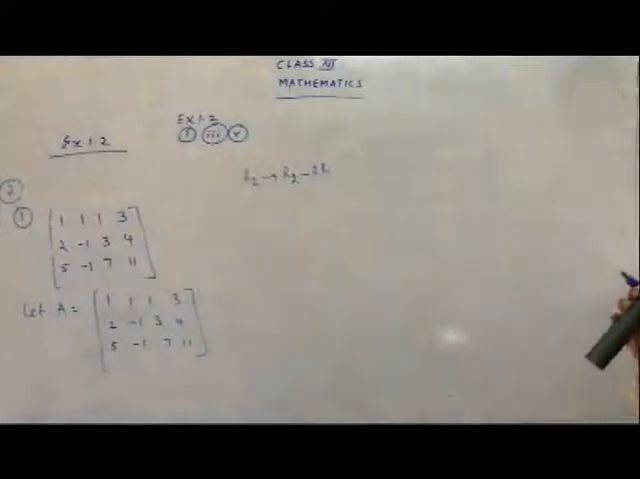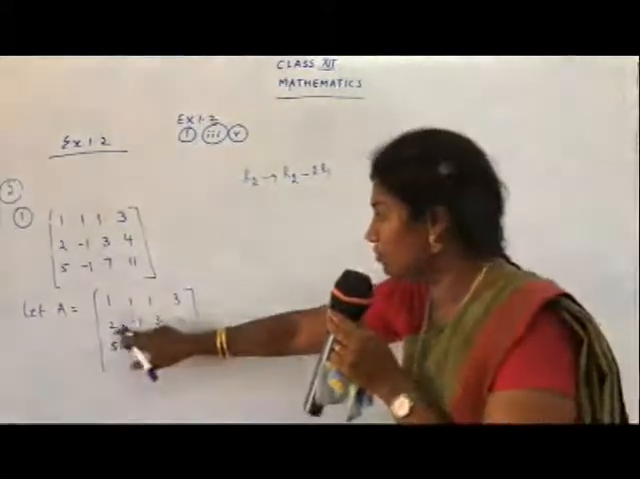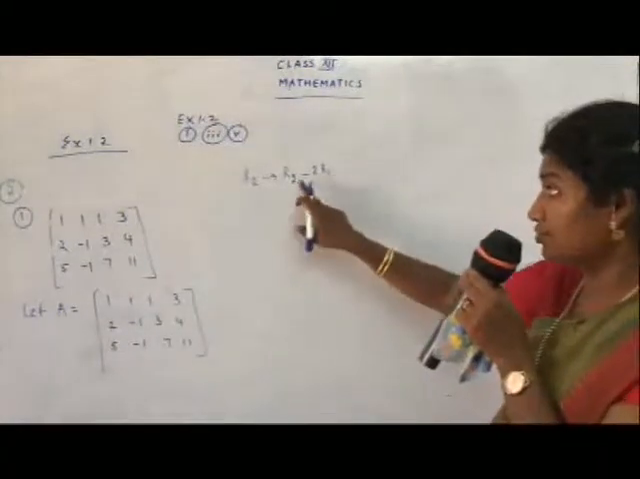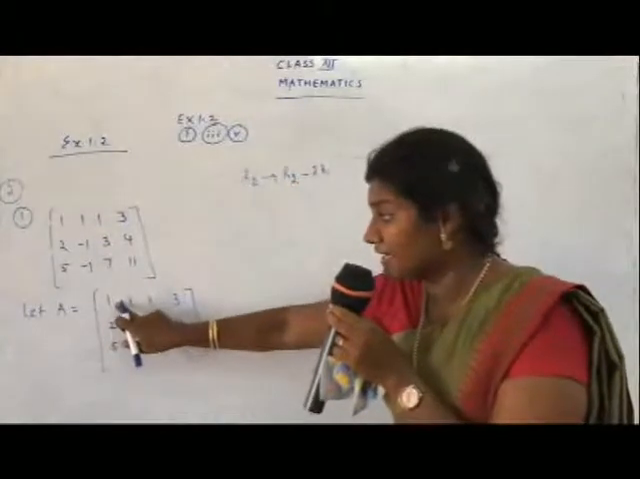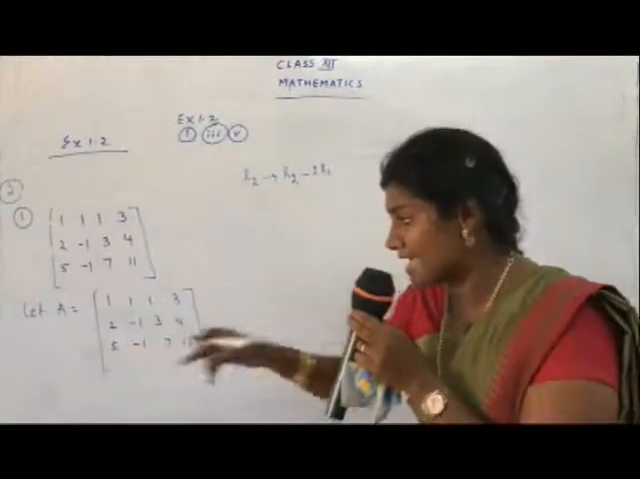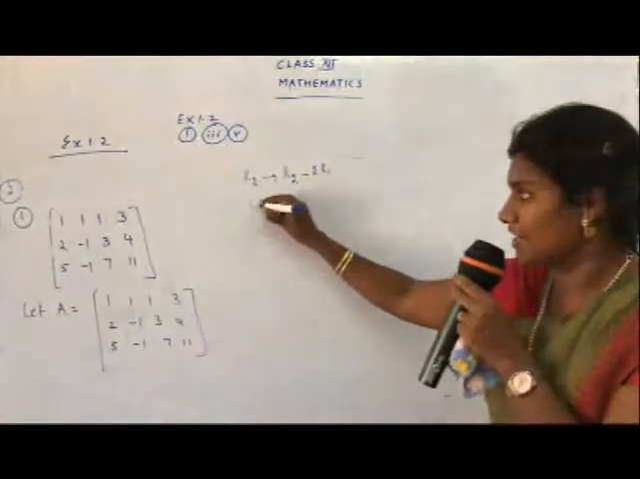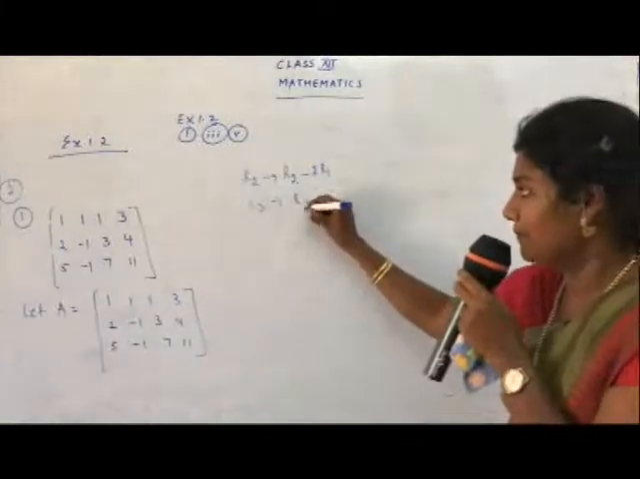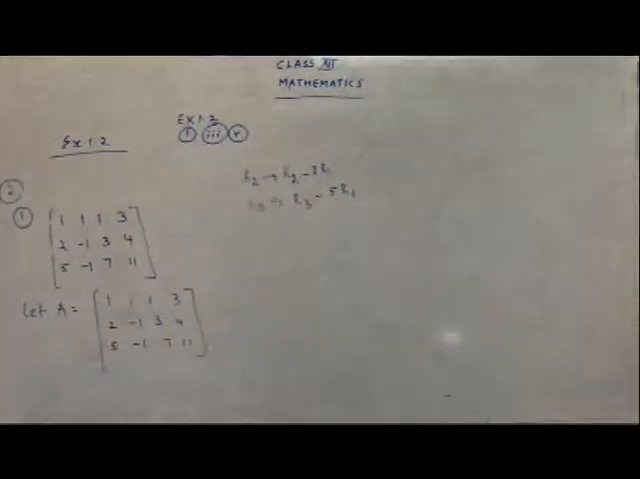Are you getting this step, children? How is R2 changing? R2 is changing as R2, that is 2 minus 2 ones are 2, so 2 minus 2, 0. That's why I told you that if the first element is 1, it is very, very easy to make the numbers below it 0. So how we have followed for 2, in the same manner, tell me for the R3 conversion. Yes, R3 will change as, here what is the number? 5. So R3 minus 5 R1. Good.